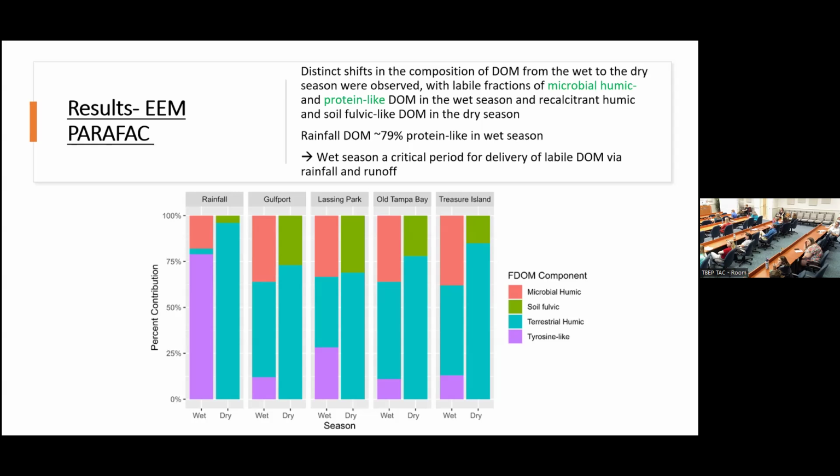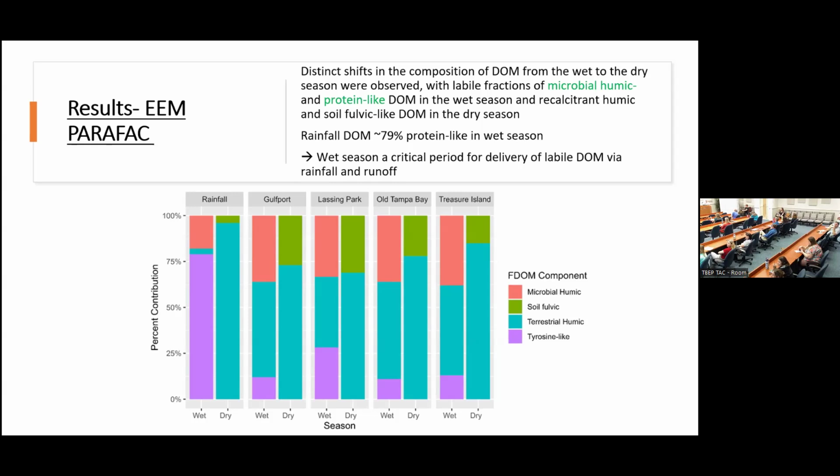Going over the dissolved organic matter characterization, we compared the wet and dry season again. So this is just showing percent contribution. The wet is on the left, the dry is on the right. And the components that we were able to measure, again, we had that microbial humic component. We now detected a soil fulvic component, terrestrial humic inputs, and also a protein or tyrosine lake component.